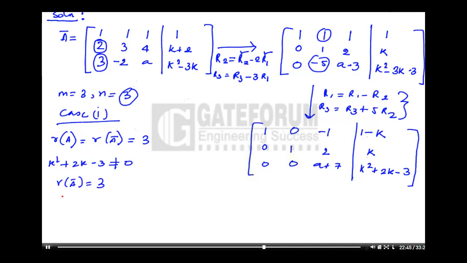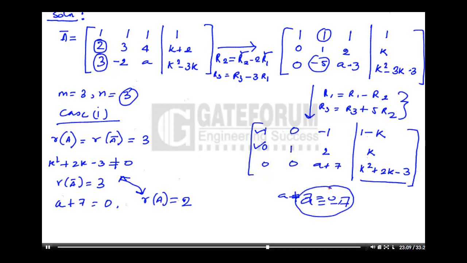But what will happen if a plus 7 is equal to 0? In that case there are two non-zero rows, hence the rank of A becomes 2. So these two are not equal. Hence in that case the system has no solution. Hence for k square plus 2k minus 3 not equal to 0, and for a plus 7 equal to 0, that is a equal to minus 7, the system has no solution. Clear?